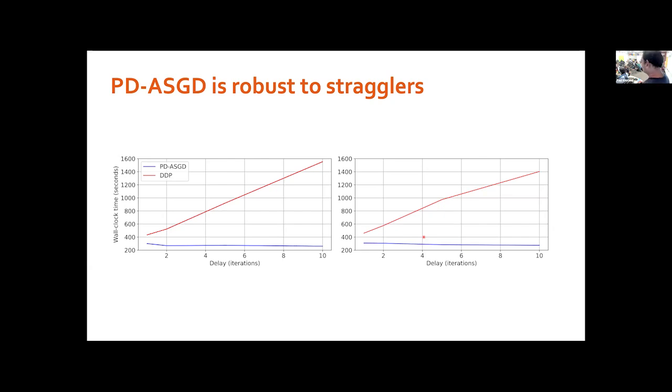And with distributed data parallel, the more communication delays you have, the longer the wall clock takes to reach a point, because it has to wait for the synchronization. So if there's a delay of a certain amount, then it just has to wait for that amount before the synchronization is done. How does that impact the accuracy?